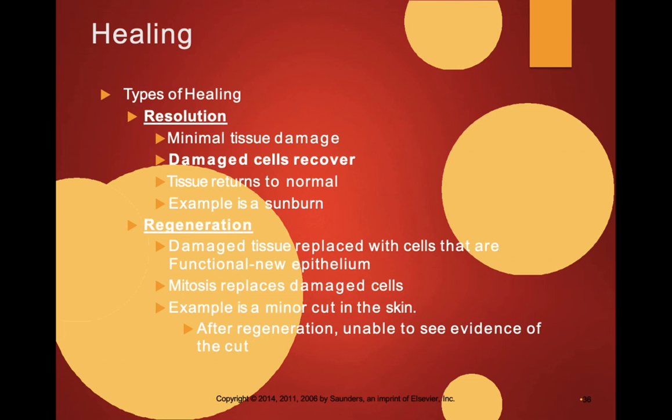Epithelial tissue, if you remember back, is exposed to a lot of irritation, and it has the ability of replacing itself pretty quickly. Your skin is epithelium. We know that with the skin, you can get a scratch or the stratum corneum can slough off, but we make new cells. It goes through mitosis, which is cellular division. It replaces the damaged cells. So an example is a minor cut to the skin, right? After it regenerates, you're unable to see evidence of the cut. And that's if it's a minor cut. If it's major, okay, maybe you'll see a little scar.